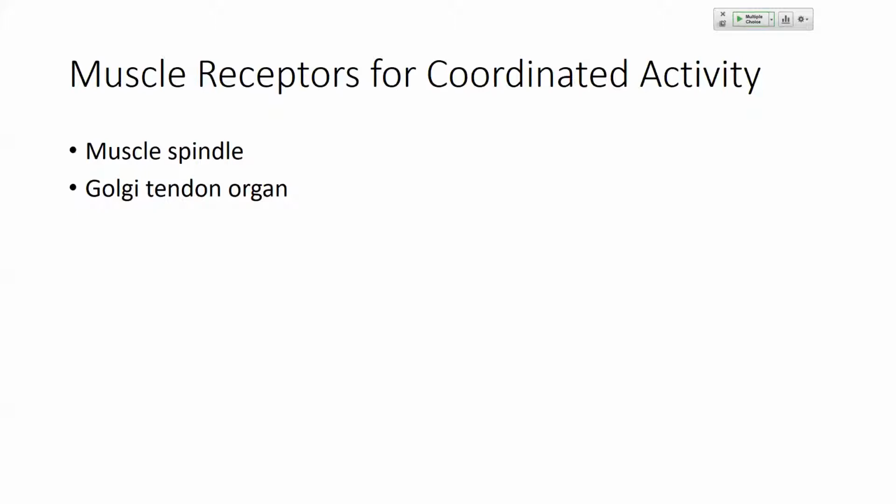Whereas the Golgi tendon organ is not a part of the muscle, it's actually a part of the tendon, and this detects any tension that's put on the tendon. We'll talk about how this can be protective for the muscle. So we have the muscle spindle detecting change in length, and the Golgi tendon organ detecting changes in tension to the tendon.